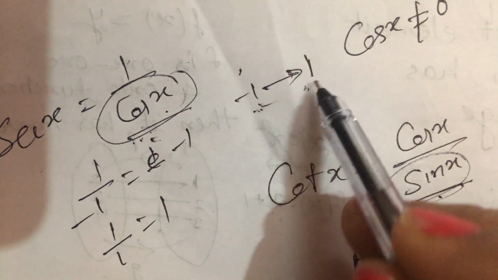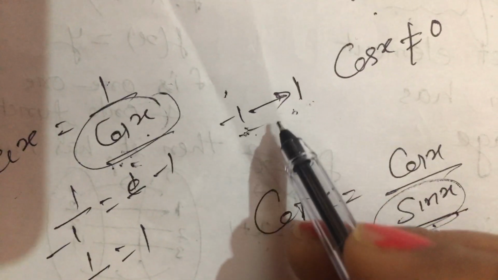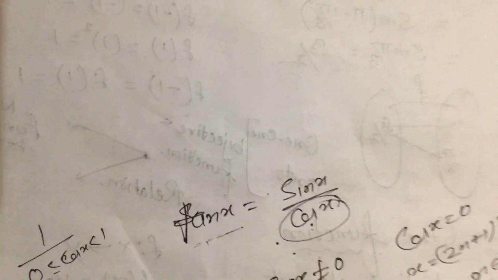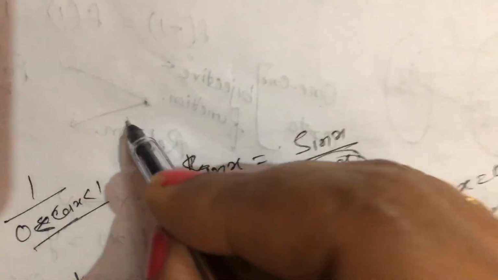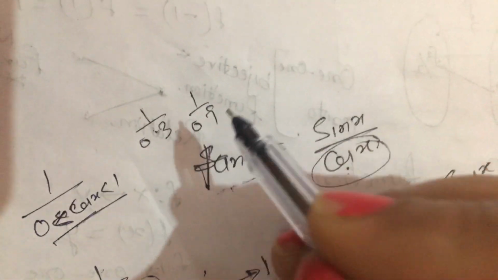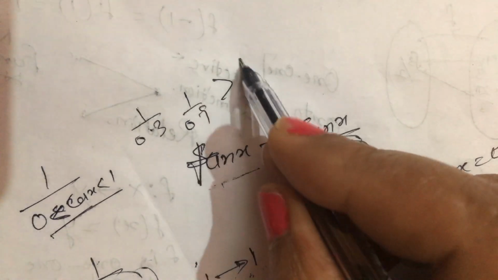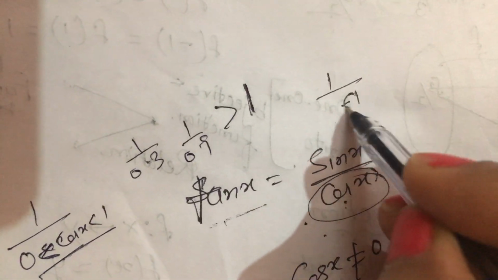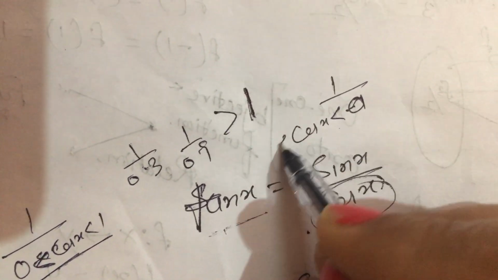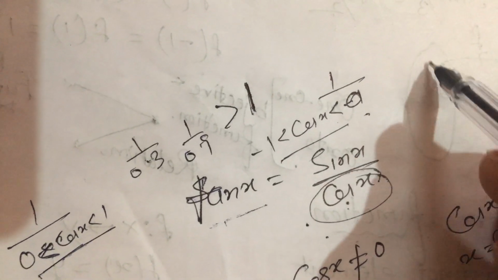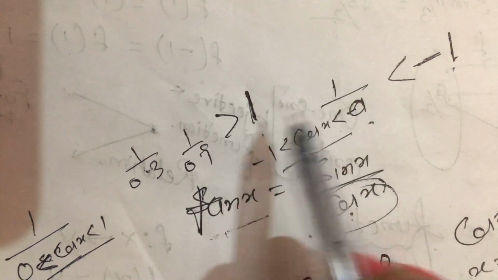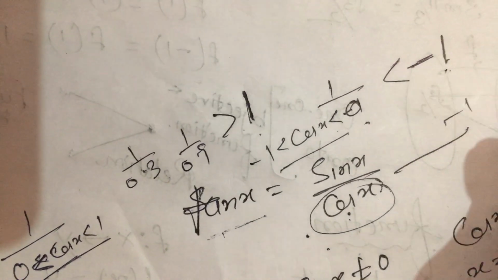Now suppose cos x is from 0 to 1. Suppose 0.3, 0.9, its value is always greater than 1. If I take cos x between 0 and minus 1, then the value will be negative, and this value will always be smaller than -1. So what can we take? Numbers smaller than -1 and greater than 1.